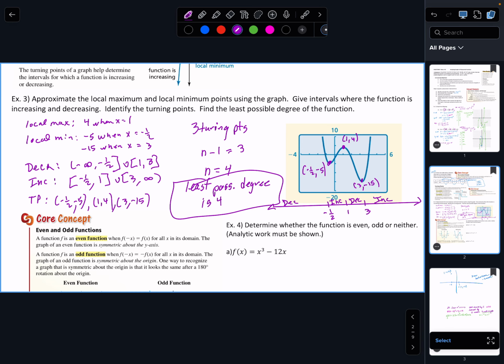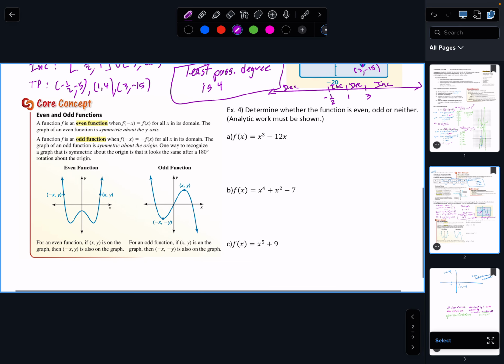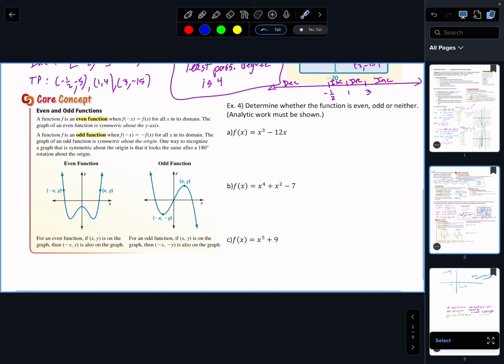Okay, and then we have even and odd functions. An even function is when you fold it on the y-axis, it falls on top of itself. It has symmetry with the y-axis. That is an even function. The definition is if you replace x with a negative x, you get out the original function. Nothing changes. And that's what you're going to do algebraically, and I'll model that for you.